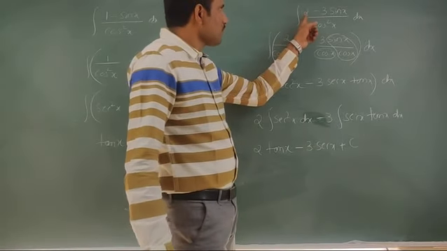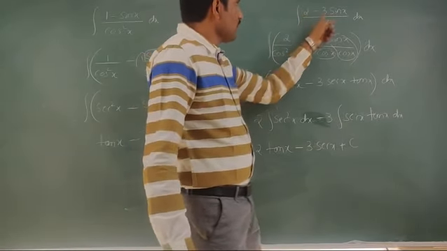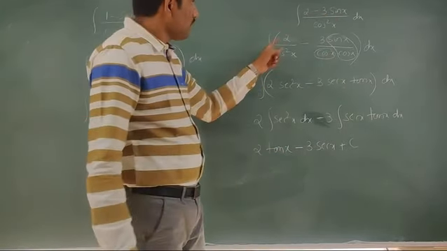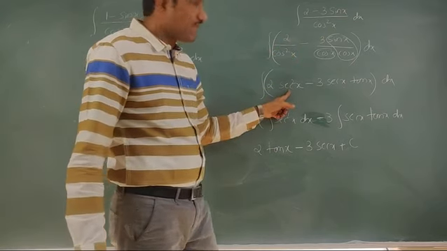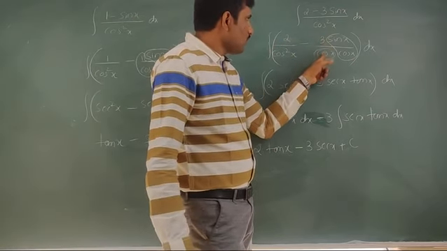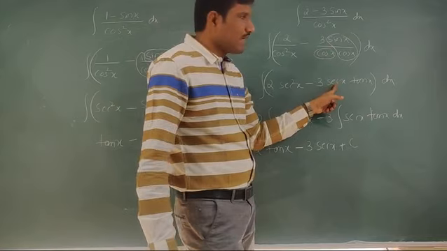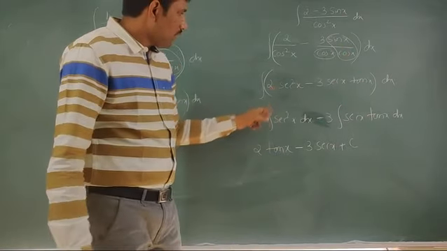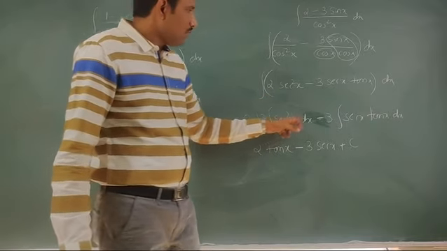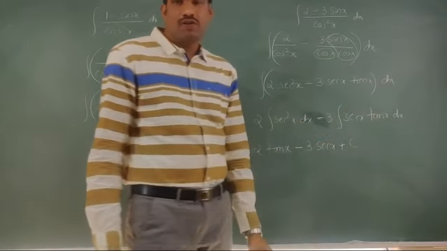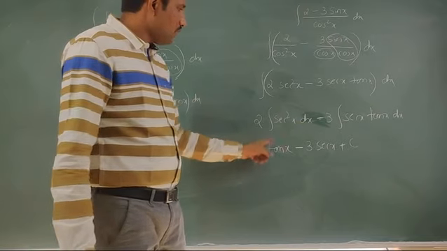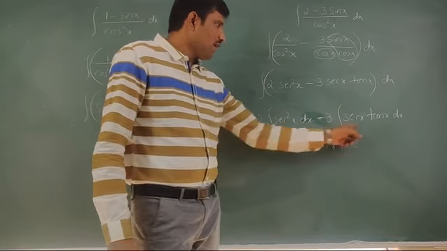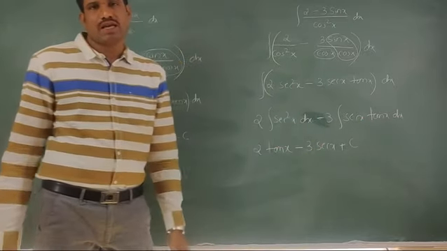So in this one, first separate the terms: 2 by cos square x minus 3 sin x by cos square x, that is nothing but cos into cos. Now 2 into, what is 1 by cos square? It is sec square x, minus 3, what is 1 by cos? 1 by cos is sec x, and sin x by cos x is tan x. Now 2 times the integration of sec square x minus 3 times the integration of sec x into tan x. Now 2 into, what is the integration of sec square x? It is tan x, minus 3 into the integration of sec x into tan x, which is sec x, plus c.